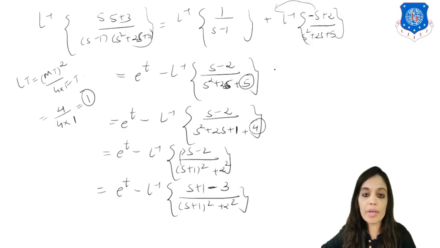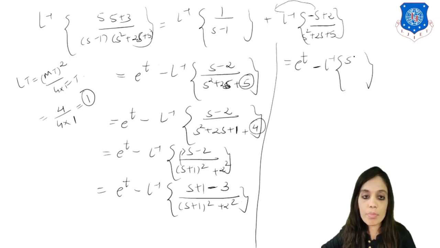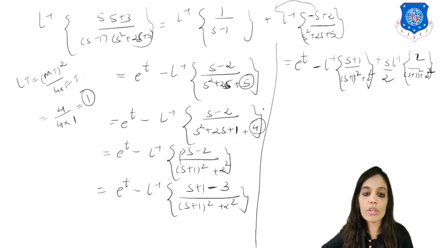Now just separate the bracket. So finally we will have e raised to t minus Laplace inverse of s plus 1 upon s plus 1 whole square plus 2 square. Now this minus minus plus, so we will have plus 3 Laplace inverse of 1 upon s plus 1 whole square plus 2 square, right? Now whatever the constant is over here, we want here also, so we will multiply and divide by 2, right? And write finally the Laplace inverse.